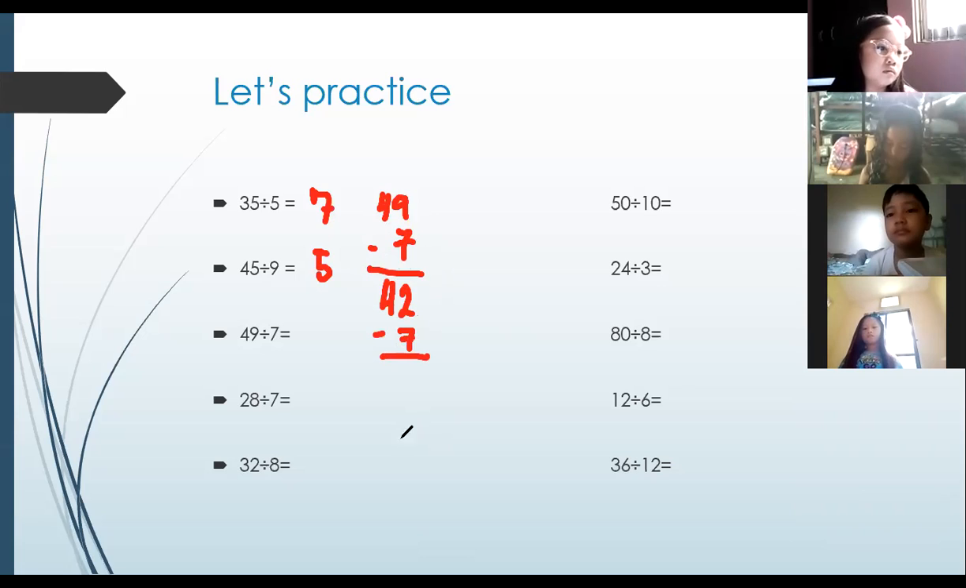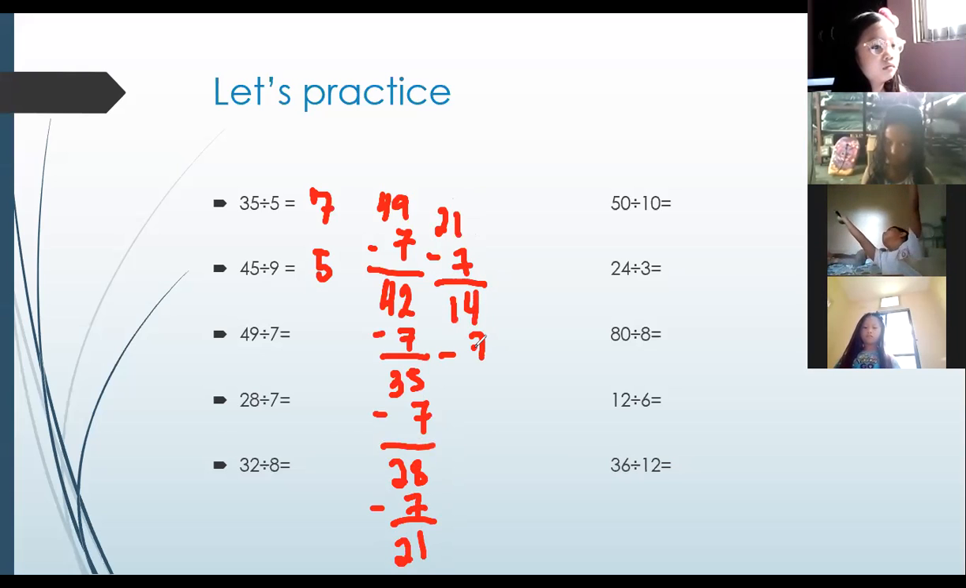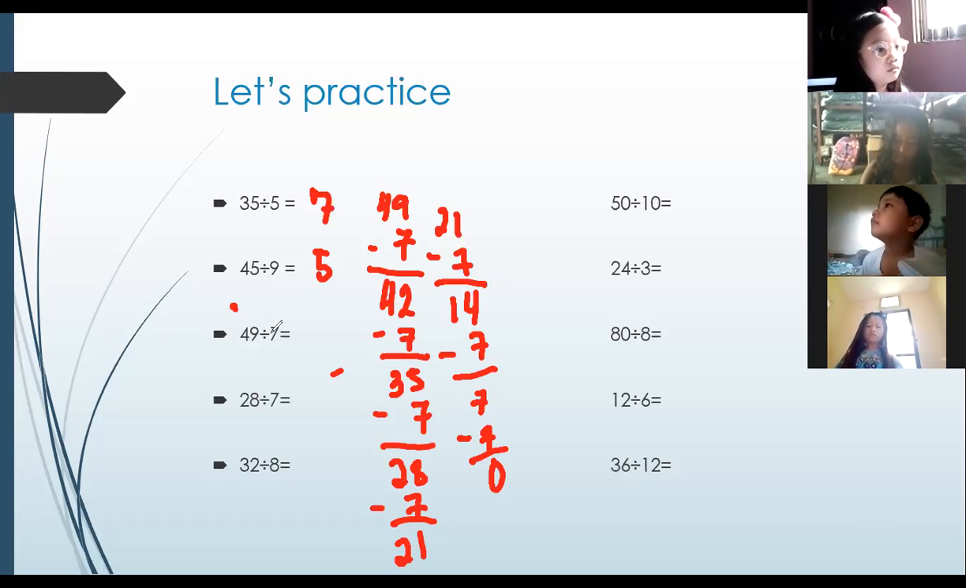42 minus 7 equals 35. 35 minus 7 equals 28. 28 minus 7 equals 21. Okay, 21 minus 7 equals 14. Okay, 14 minus 7 is 7. Right, so 7 minus 7 equals 0. Therefore, the answer is 7. Right, the answer is 7.